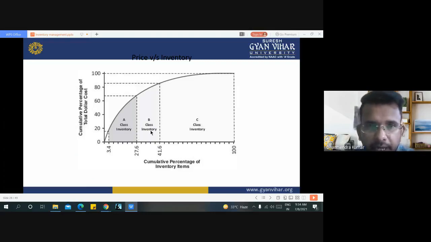But in the B category here, you can see that only 15 to 20% cost consists, and also a moderate number of substances or components is required. But in the C class inventory here, you can see that a huge volume is occupied. But in terms of pricing, it consumes only 5 to 10% of the total cost of the inventory.